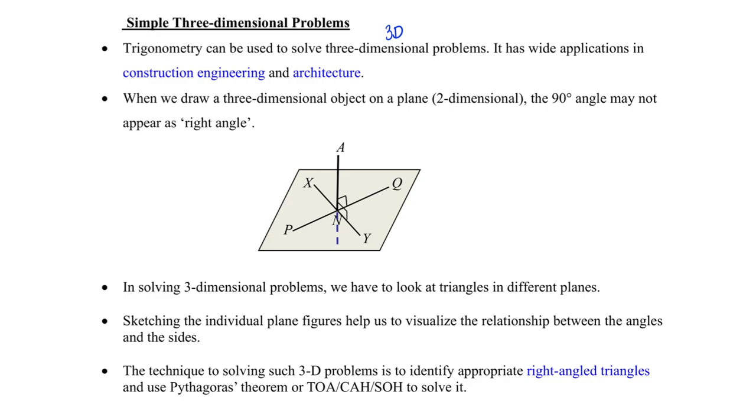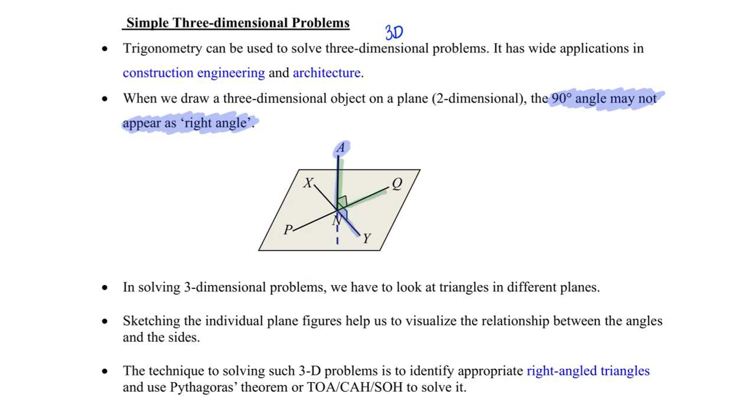Okay, and when we draw a three-dimensional object on a plane, which is a two-dimensional plane, the 90 degrees, this is something useful to take note of, may not appear as a right angle, but it is a right angle. So for example, in this diagram here, this point A is actually vertically on top of this plane, but this is actually a right angle.